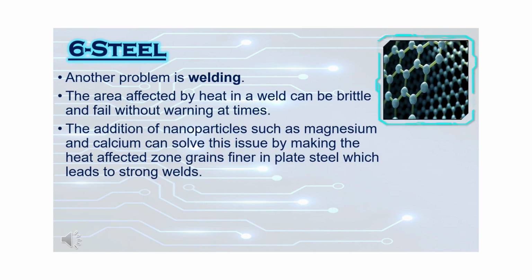Welding can basically affect any area of a steel which can be brittle and fail without warning at times. So the addition of nanoparticles like magnesium and calcium can solve this issue by making the heat affected zone grains finer in plain steel, which leads to a strong weld.